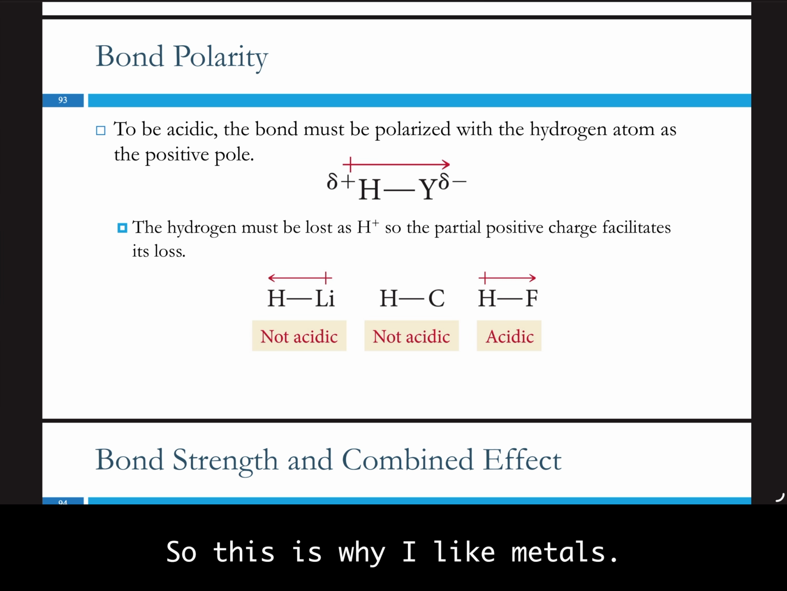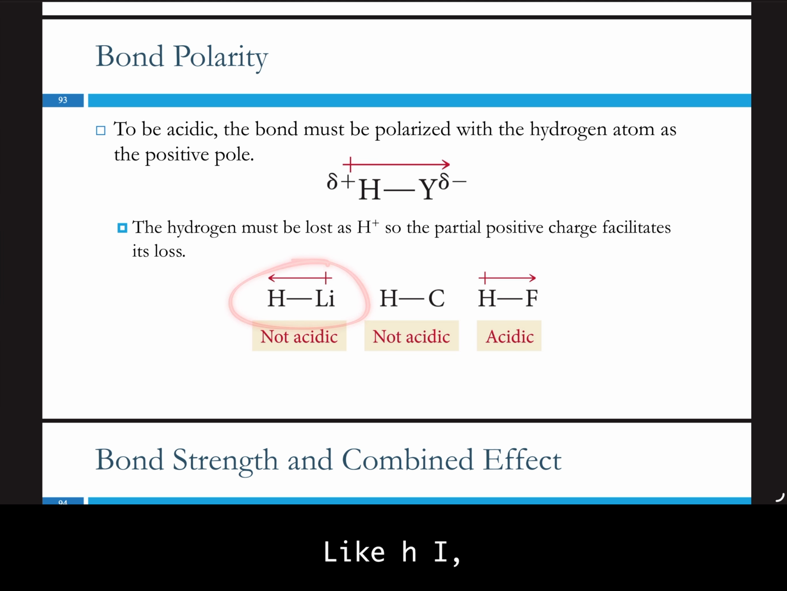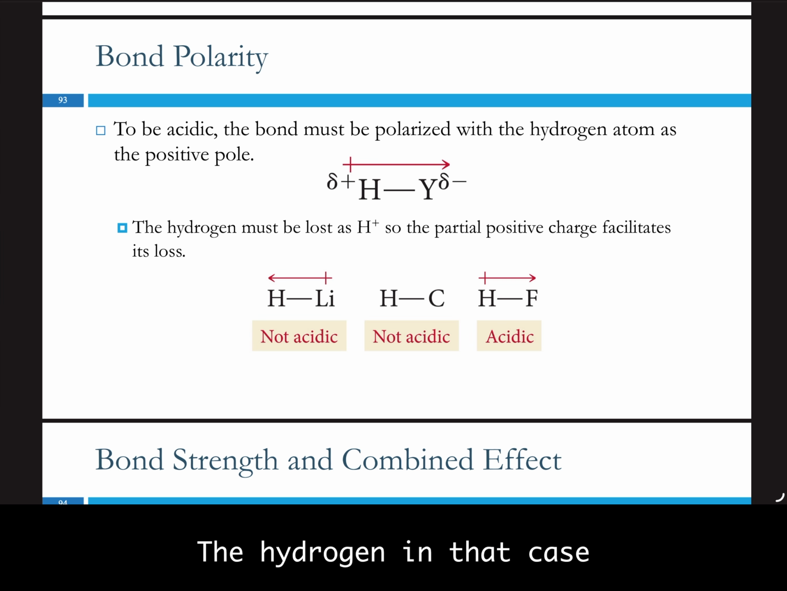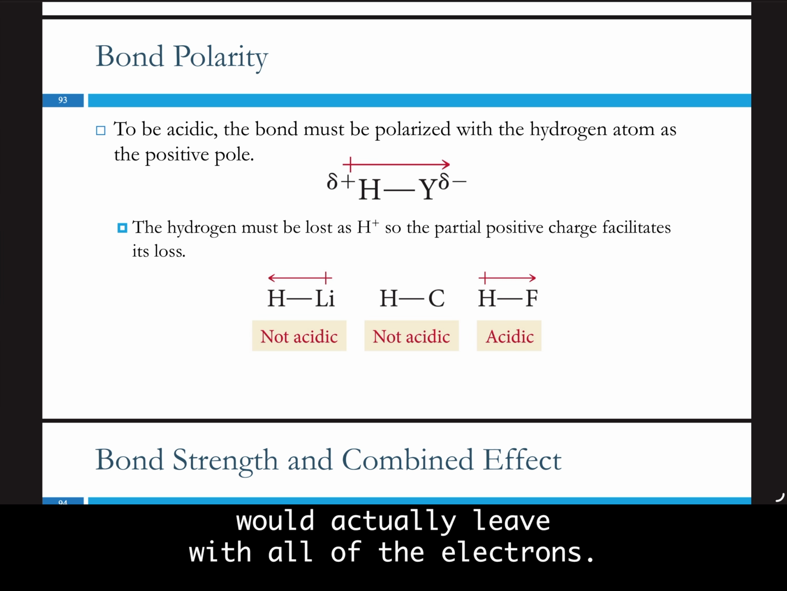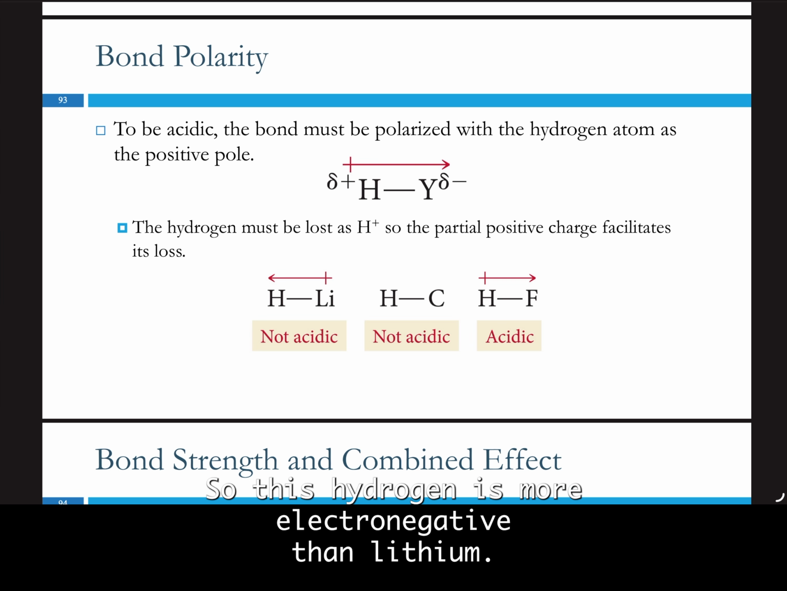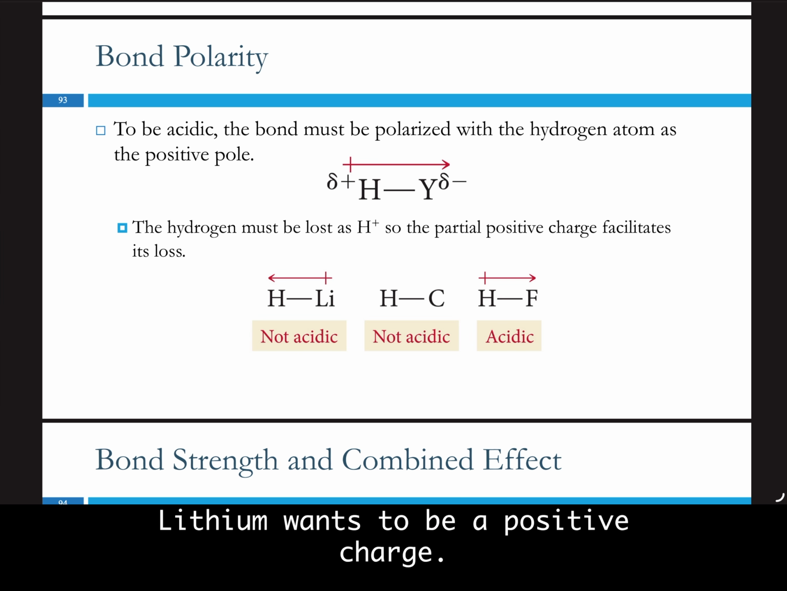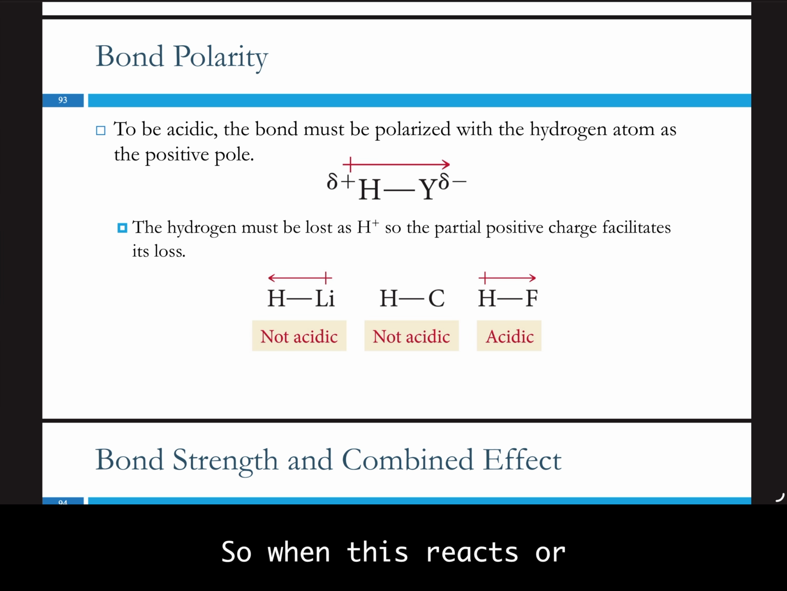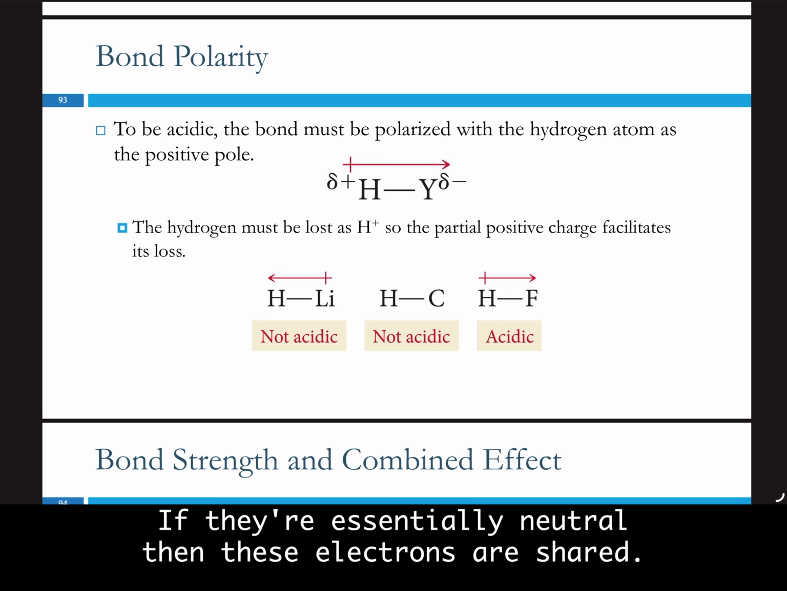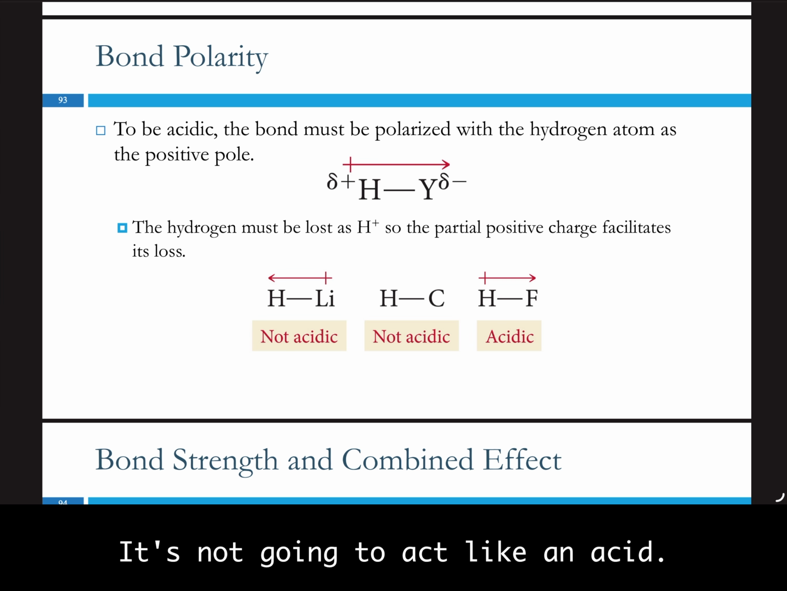So this is why metals don't act like acids, like LiH, which would be called lithium hydride. The hydrogen in that case would actually leave with all of the electrons. This hydrogen is more electronegative than lithium. Lithium wants to be a positive charge. So if this hydrogen leaves, it actually takes the electrons with it. If they're essentially neutral, then those electrons are shared. It's not going to act like an acid.